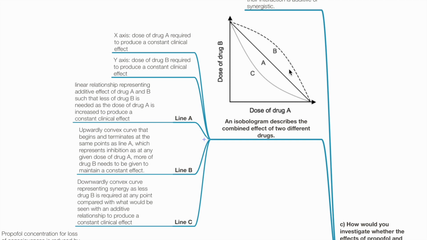Line B is an upwardly convex curve that begins and terminates at the same point as line A, which represents inhibition or infra-additive effect, as at any given dose of drug A, more of drug B needs to be given to maintain a constant effect. Line C is a downwardly convex curve that represents synergy, as less drug B is required at any point compared with what would be seen with an additive relationship to produce a constant clinical effect.